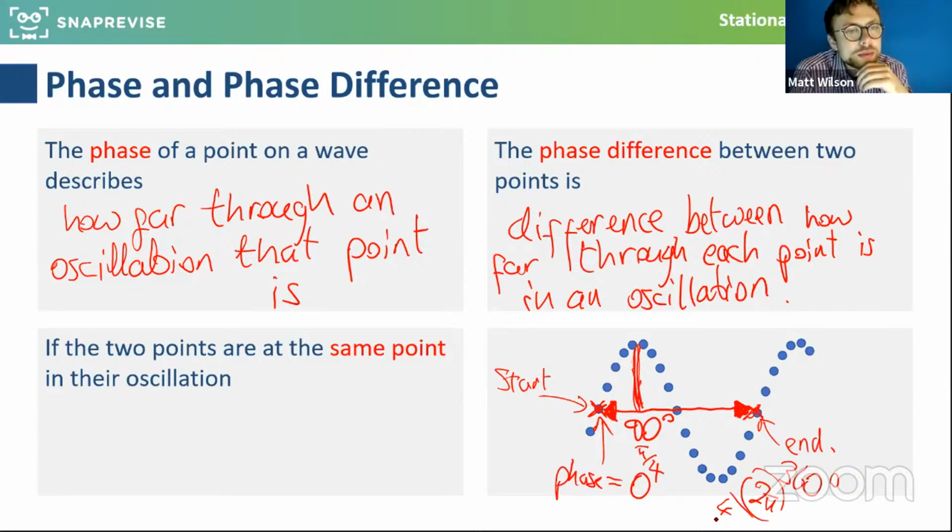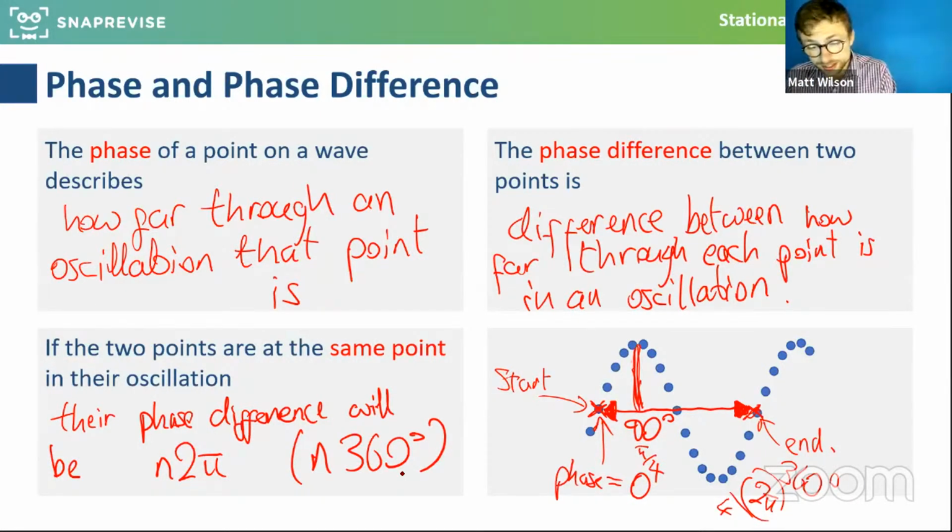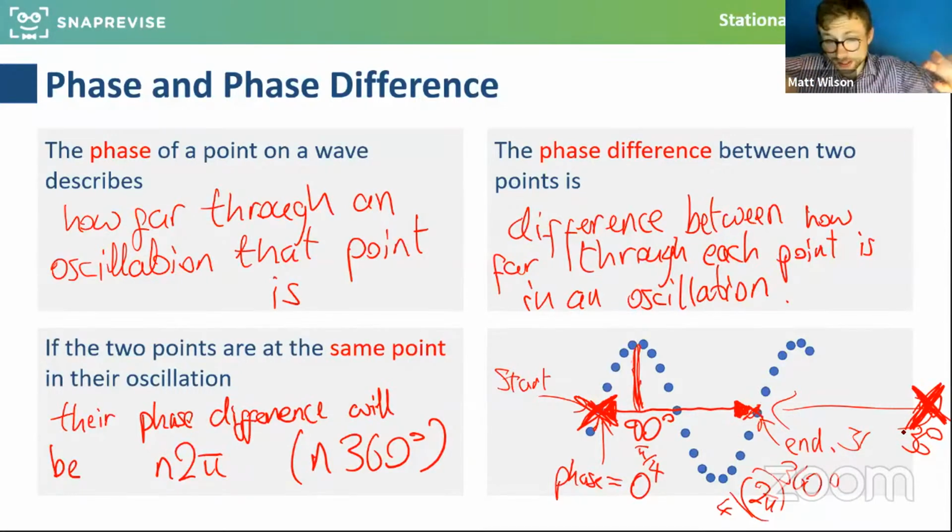Now, if 2 points are at the same point in their oscillation, then their phase difference will be some number multiplied by 2 pi, or equivalently, some number multiplied by 360 degrees. So here's the idea. The end here is 360 degrees away, or we could go for the next end, which is going to be another 360 degrees away. So then the phase difference between this start point and this ending point, another point that's in the same point in its cycle, is going to be 2 lots of 360. It could have been 3 lots, 4 lots, 5 lots, etc. In general, if you have 2 points which are at the same point in their cycle, but maybe many cycles on, there'll be some number of 360 degrees apart. Good. Okay. So that's phase.